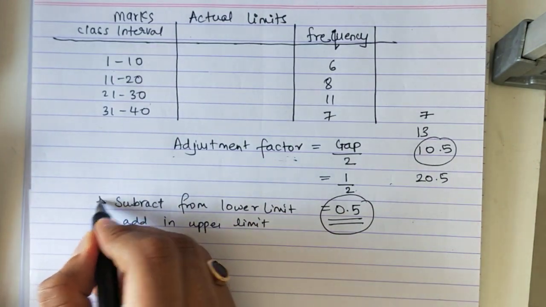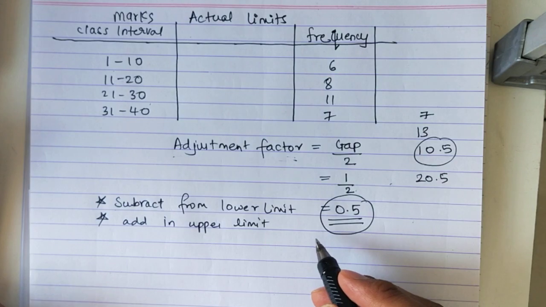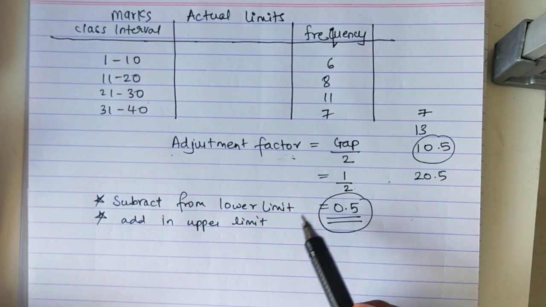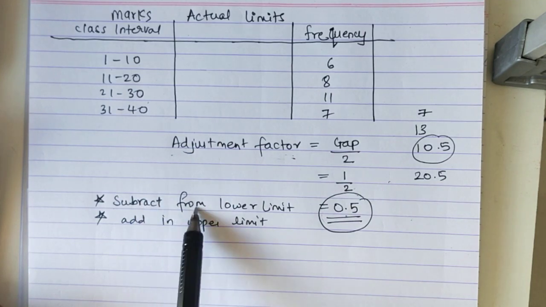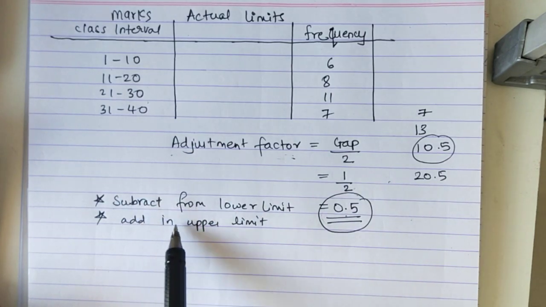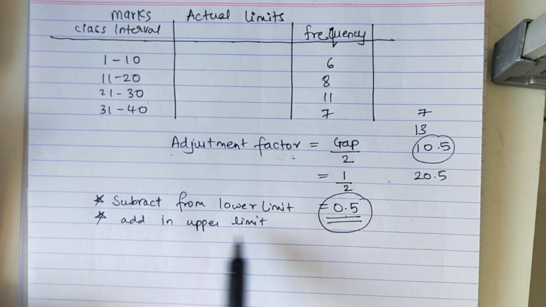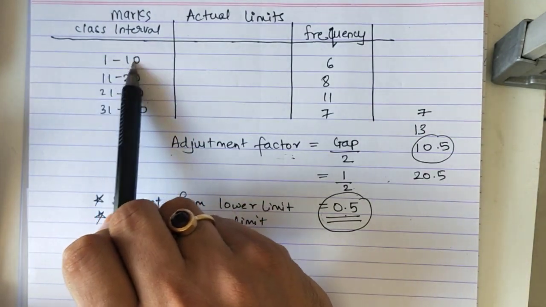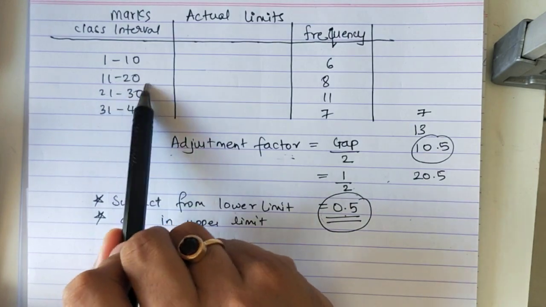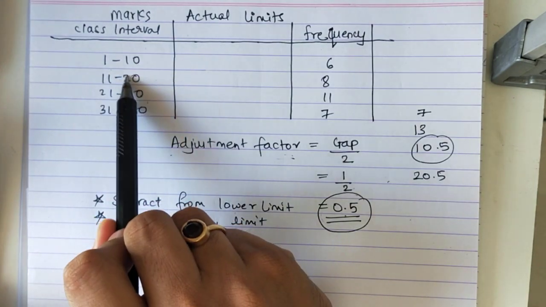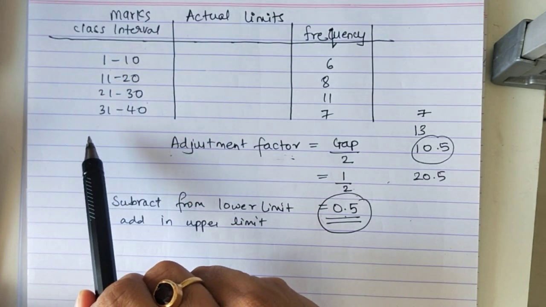Now note down these points because they are not given in the textbook. Once you have the adjustment factor, subtract it from the lower limit and add it in the upper limit. What is the lower limit and upper limit? See, this is a range. So 1 is the lower limit, 10 is the upper limit. In this range, 11 is the lower limit, 20 is the upper limit.